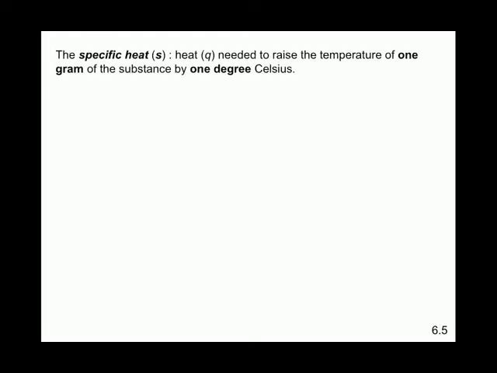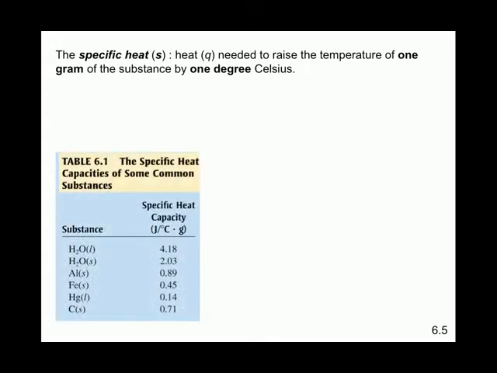Here are some terms that we have to know. The first term is specific heat, symbol S: the heat needed to raise the temperature of 1 gram of a substance by 1 degree Celsius. Here are some examples of specific heats.